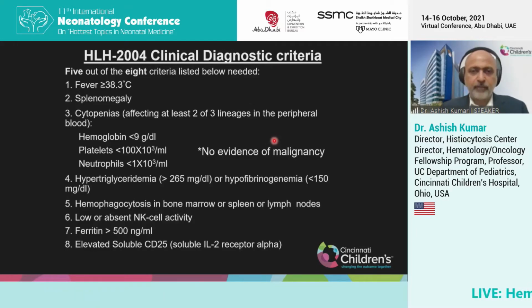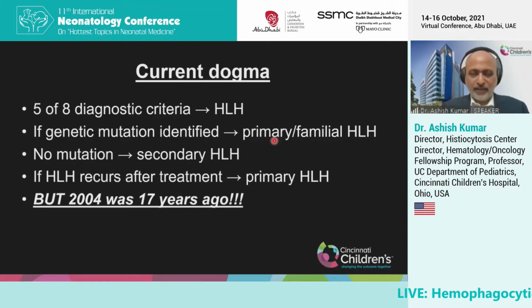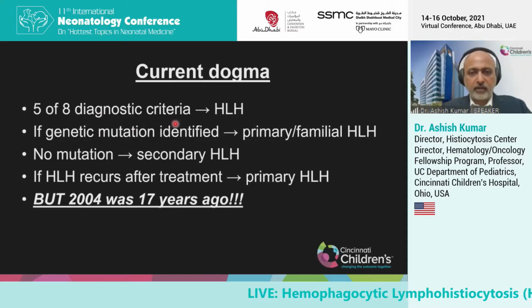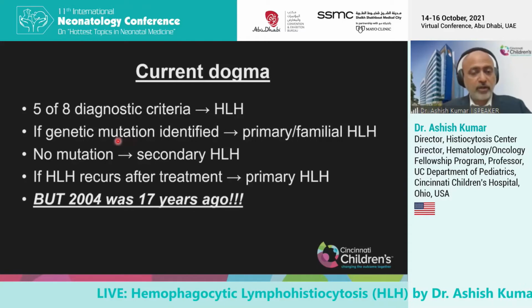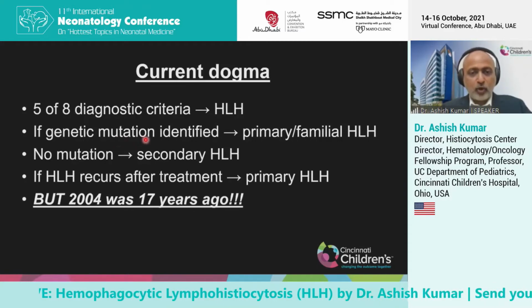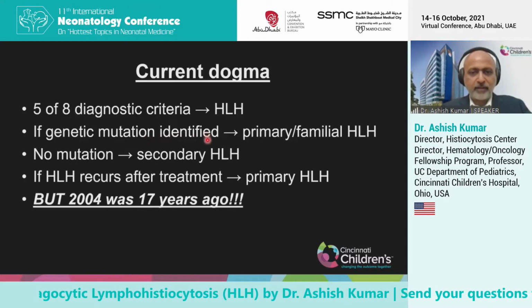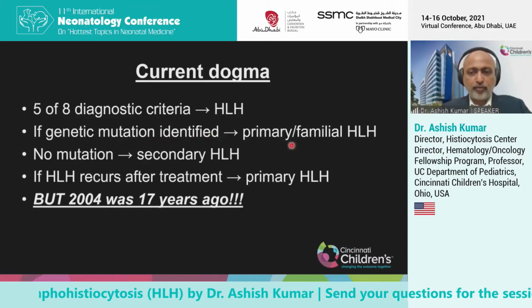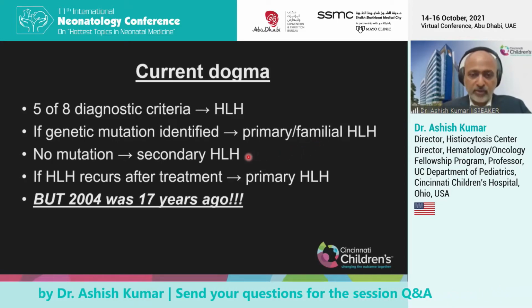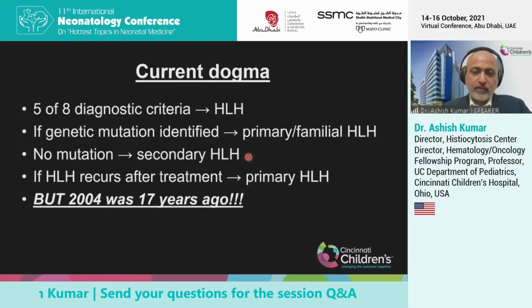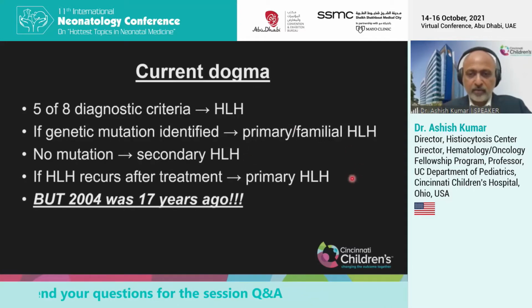Now, this is the dogma that is still practiced, that if the patient meets 5 out of 8 diagnostic criteria, they meet the definition of HLH. If a genetic mutation is identified, we now know of several genes that lead to HLH. It is called a primary or familial HLH. If there is no mutation, it is considered to be secondary HLH. And if the HLH recurs after treatment, it is again labeled as primary. That means there's something intrinsically wrong with the patient's immune system.